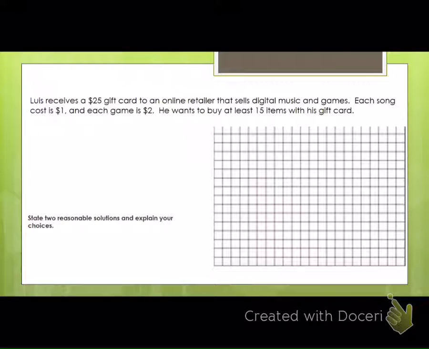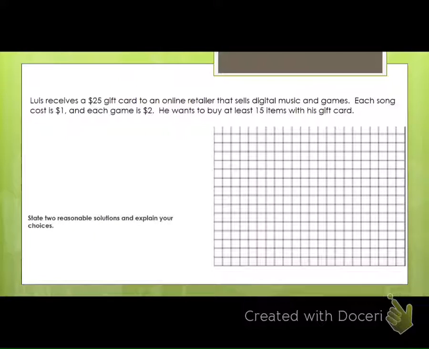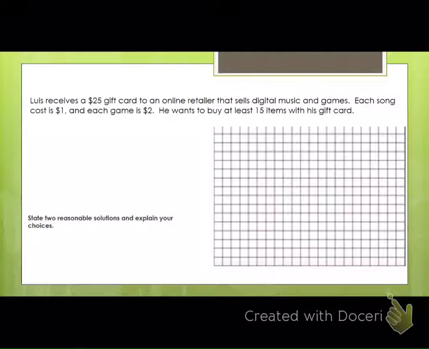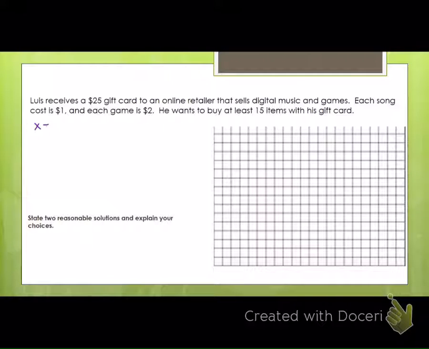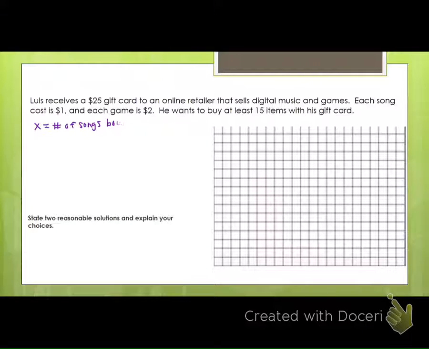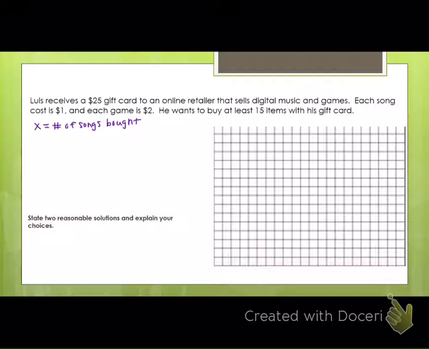So it says, Lewis receives a $25 gift card to an online retailer that sells digital music and games. Each song is $1 and each game is $2. He wants to buy at least 15 items with his gift card. So we have two different things going on here. We have two variables. X is going to be the number of songs, and Y is going to be the number of games bought.